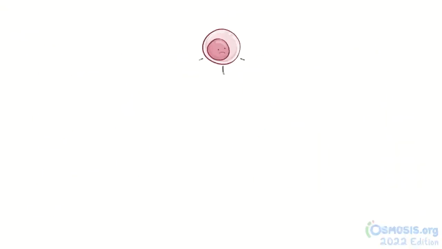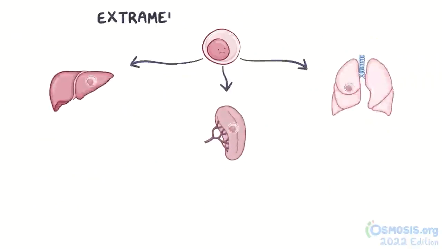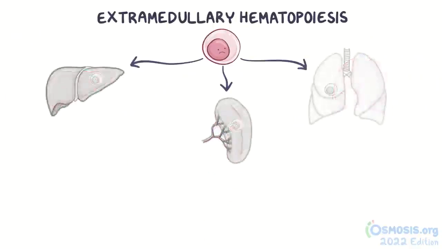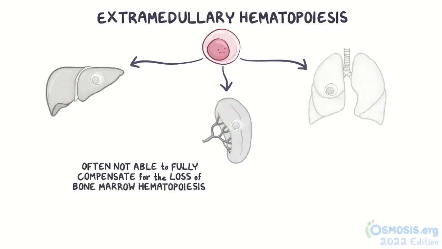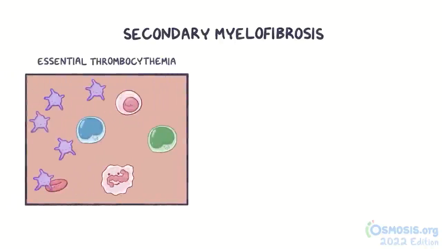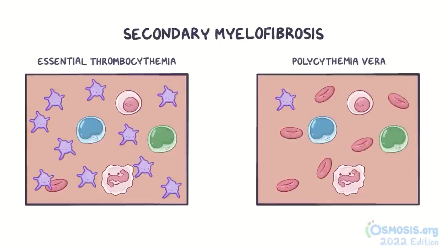In response, the hematopoietic cells migrate to the liver, spleen, and lungs, a process called extramedullary hematopoiesis. These tissues enlarge and sometimes become dysfunctional. The extramedullary hematopoiesis is often not able to fully compensate for the loss of bone marrow hematopoiesis, and it can lead to a shortage of all blood cell lines, called pancytopenia. Secondary myelofibrosis can develop from conditions like essential thrombocythemia, which is where excess platelets are produced, and polycythemia vera, which is where excess red blood cells are produced.